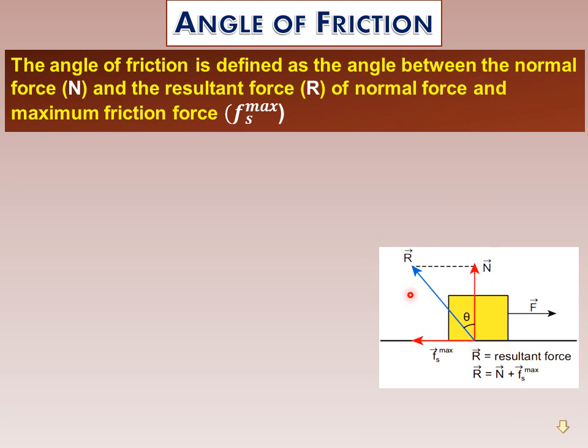See, in this picture you can see the angle of frictional force. Fs max is towards the left side and the normal force is towards the right side. Due to this, the resultant force creates an angle. The resultant force is equal to the normal force and the maximum friction force. R vector is equal to N vector plus Fs max vector.